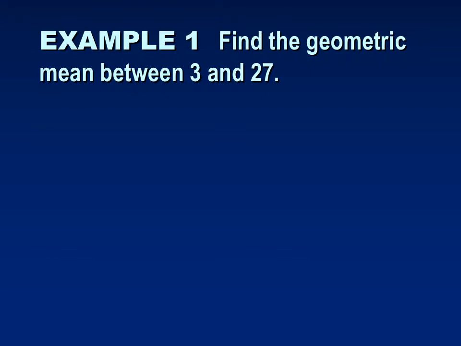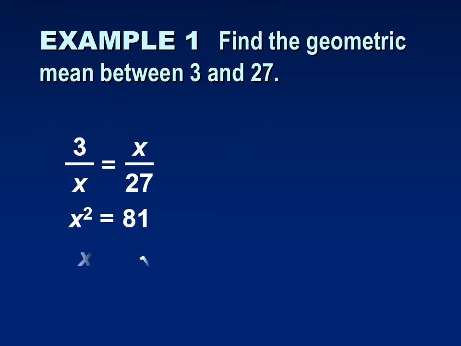So the first thing we can do is set up a proportion. We know that 3 will be the numerator and x will be in the denominator for the first ratio. And in the second ratio, x will be in the numerator and 27 will be in the denominator. Now we can use cross multiplication, which says that x squared is equal to 3 times 27. 3 times 27 is 81. Now to solve for x, we square root both sides, and the square root of 81 is 9. So our geometric mean between 3 and 27 is 9.